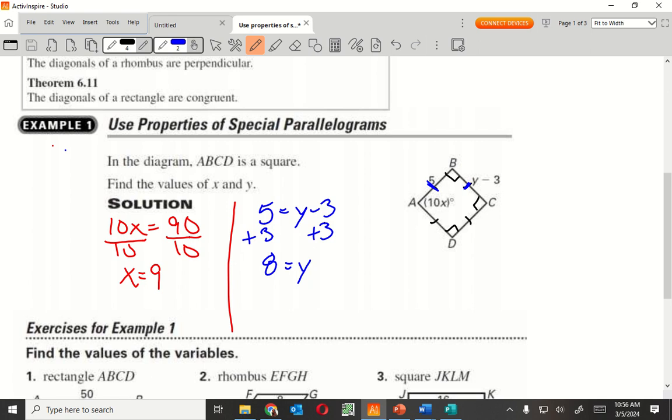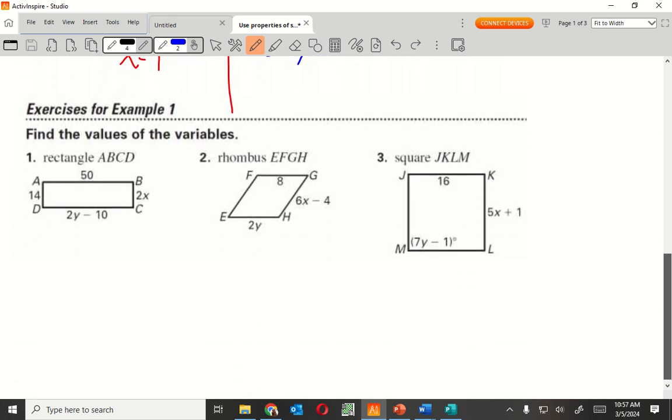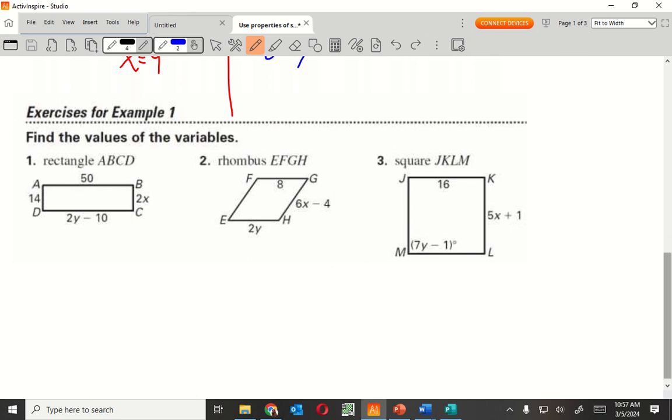Okay, let's see if you guys were paying attention. Try 1, 2, and 3 right now. I'm going to come around and try and help you if you need it. If you don't need help, then you're already done with this paper, right? Yes or no? Yes.